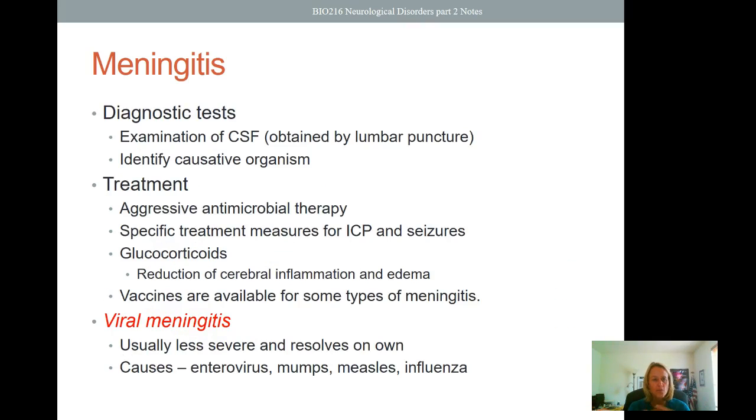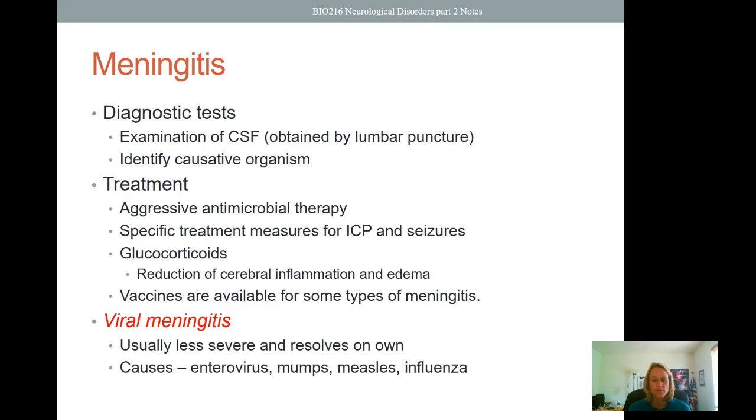Some complications of meningitis include hydrocephalus, cranial nerve damage, permanent neurological deficits, and death. Diagnostic tests: we can examine the cerebrospinal fluid, which is obtained by a lumbar puncture, to identify the causative organism. Treatment is with aggressive antibacterial therapy, treatment measures for intracranial pressure and seizures if needed, and glucocorticoids to reduce inflammation and edema.